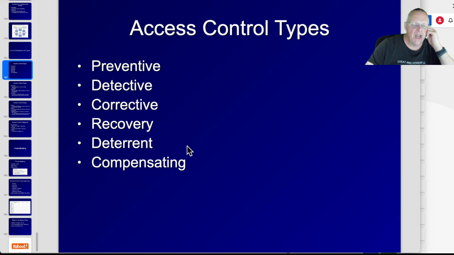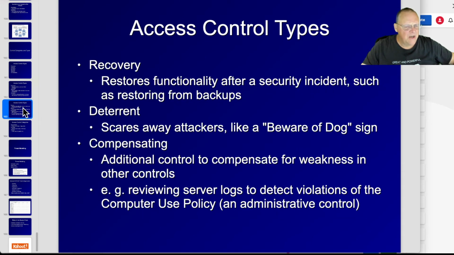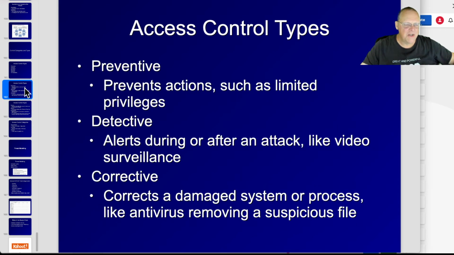iWatch here. Anyway, then compensating controls make up for a weakness in another control. And corrective and recovery, I always have trouble remembering the difference. It'll come up: corrective corrects a damaged system, and recovery restores functionality after a security incident. Those two seem essentially identical to me. If there's a difference, it seems too subtle to remember.